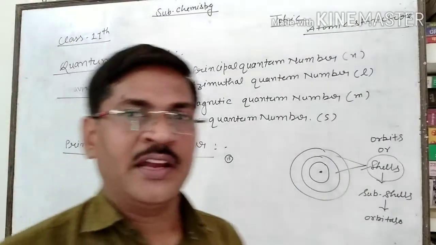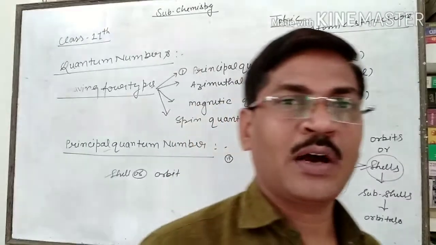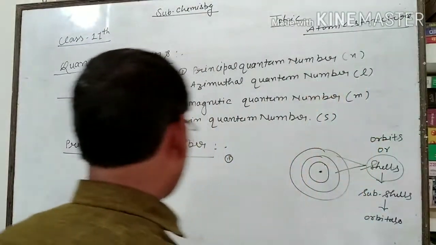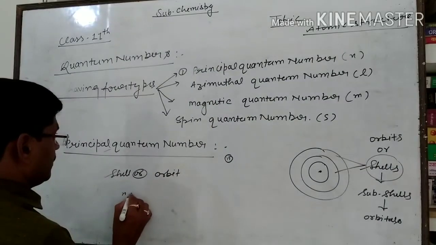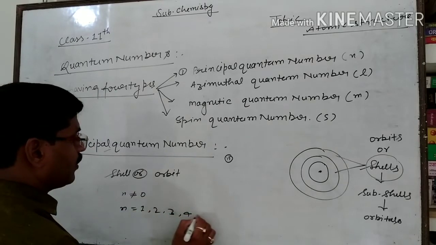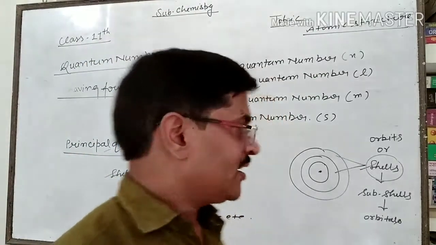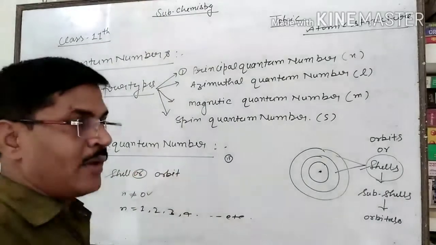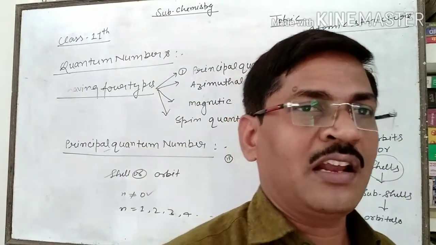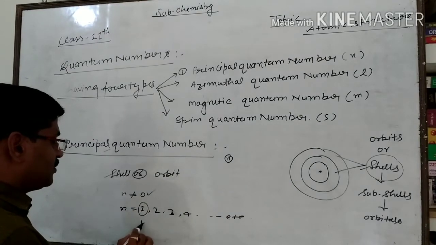How do you find the value of this? The value of the principal quantum number, except 0, will be 1, 2, 3, 4 and so on. n is equal to 1, 2, 3, 4 and so on. It means 0 will not be possible. Why? If an atom is given, then there is necessarily a shell also. And if there is a first shell, it means n is equal to 1, and for this you can write K.